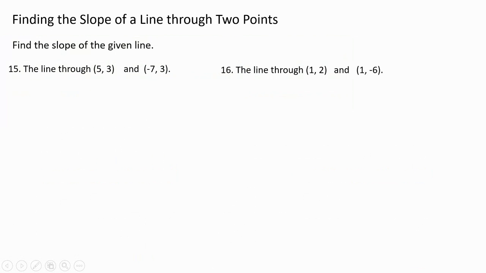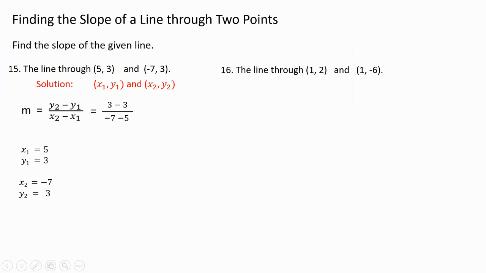Okay, number 15. So again, in a similar fashion, my x1 is going to be 5. My y1 is going to be 3. My x2 is going to be -7. And my y2 is going to be 3. Just plug them into the formula. So y2 is 3 and y1 is 3. So 3 minus 3 over -7 minus 5. It will give us 0 over -12.